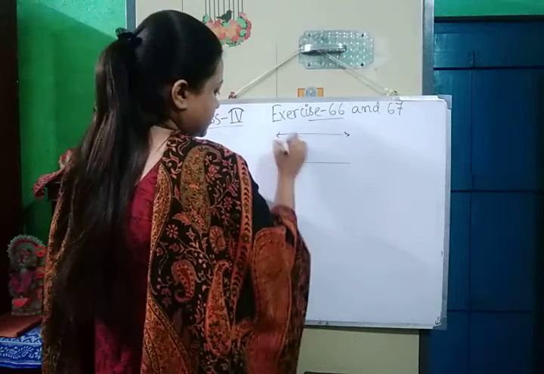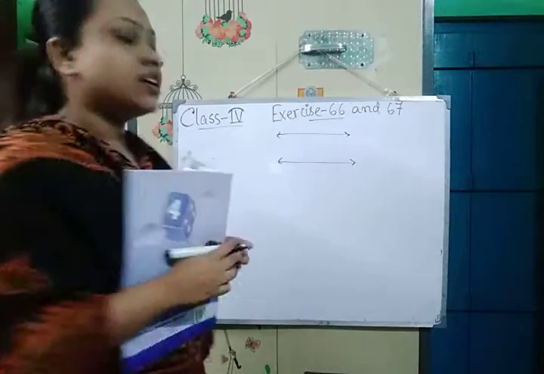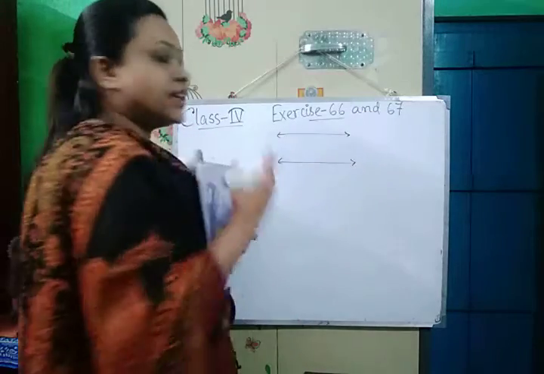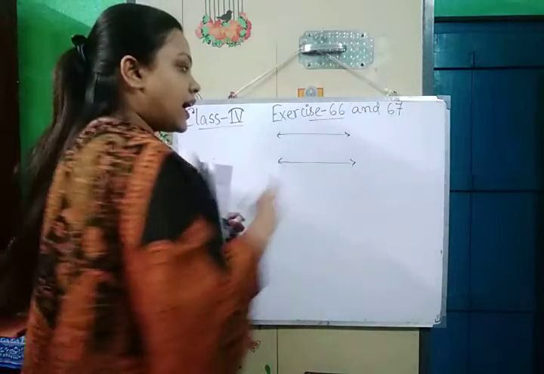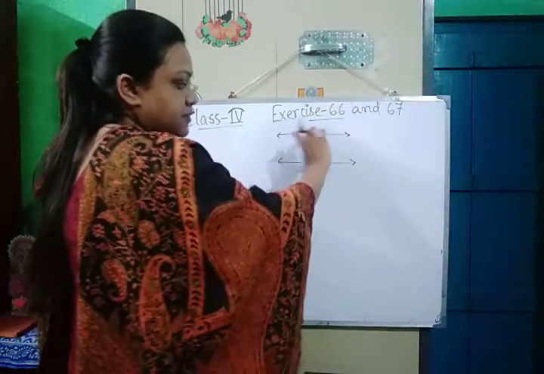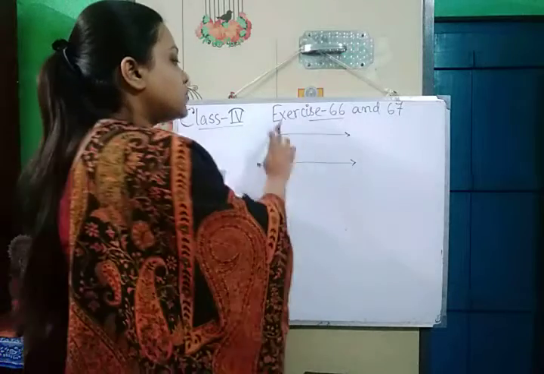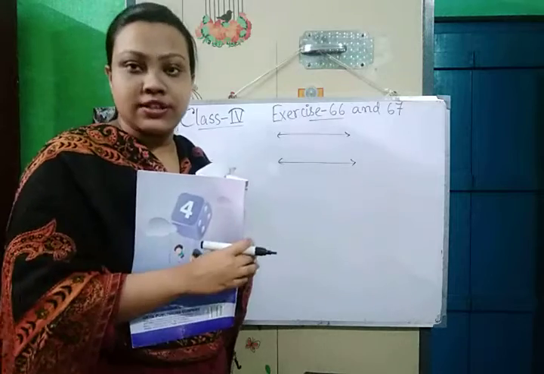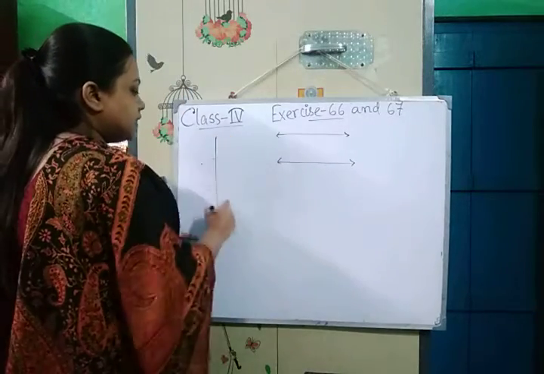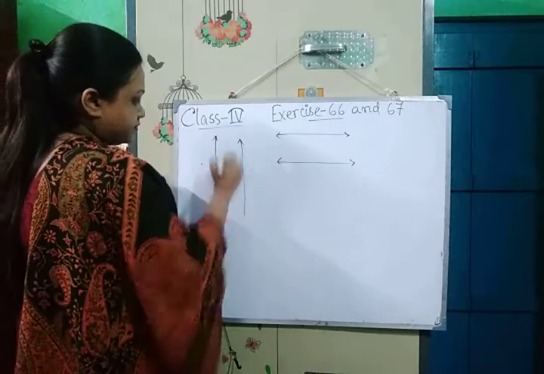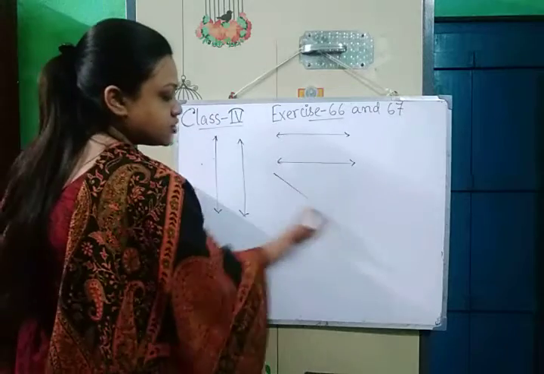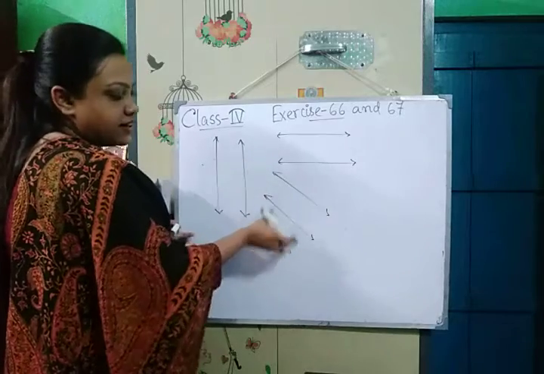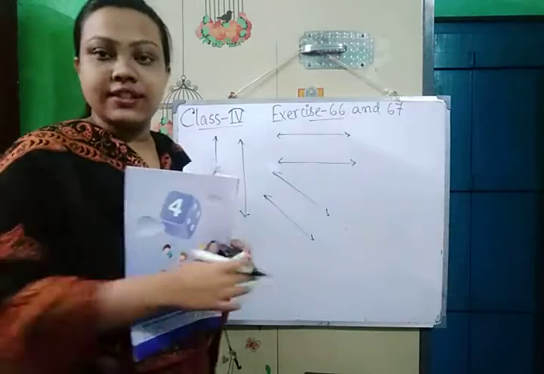These two lines are called parallel lines because if we extend both of them, they cannot intersect each other. And at each and every point the distance between them is always the same. That's why these two lines cannot intersect each other, and they are called parallel to each other. Similarly, these two lines are also parallel lines, because the same case is here too: they cannot intersect each other if we extend both of them.